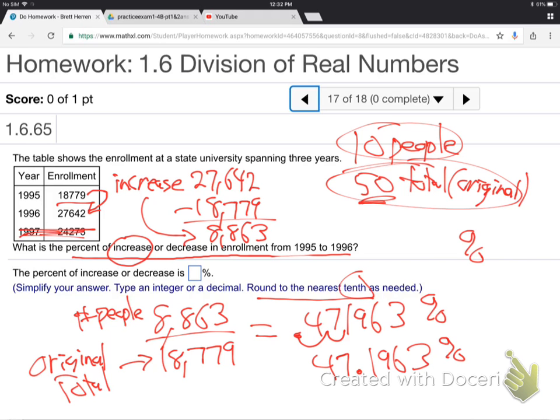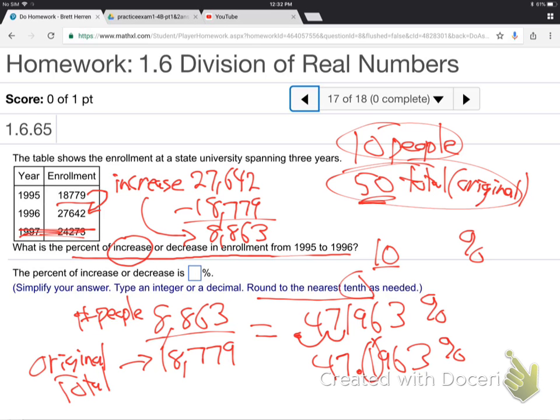Last thing, it says round to the nearest tenth. So 47.2. Yeah, the tenths. You guys know where the tenths place is? 10 has 1 zero. So it's 1 place to the right of the decimal. If they said round to the hundredths, that has 2 zeros. That'd be 2 places to the right of the decimal.